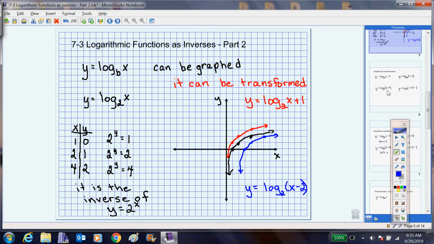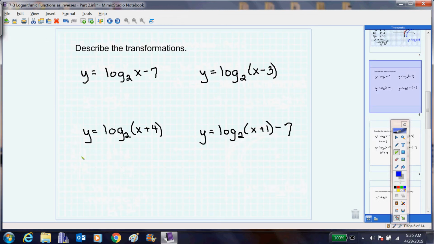Okay, so on your sheet, we have these, describe the transformations without actually graphing them, just saying what each one of these would do. So where would this one go? Down 7. Good. So write in down 7. Where will this one go? Right 3. This one will go left 4. This one will go not up 1. Down 7. What happens to the 1?